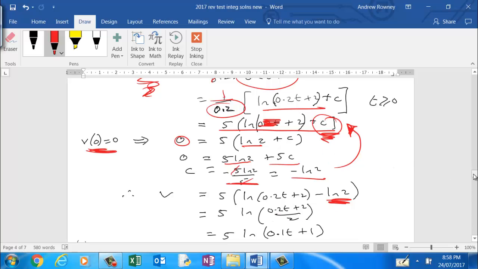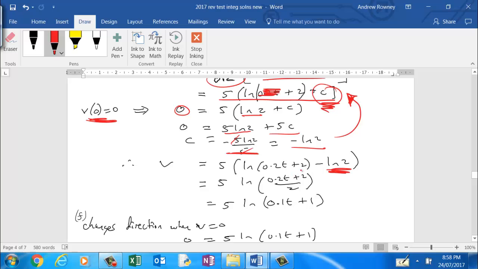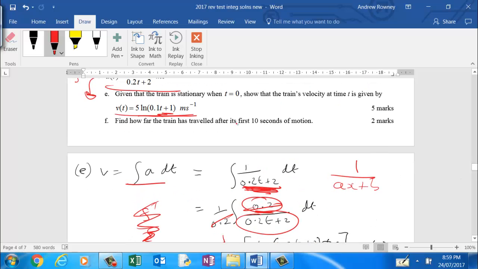And combining this now to make it look like what we're trying to prove, when you have ln take a ln, it's the ln of the two divided. So like ln A take ln B is ln A on B, so that's the rule we use there. And we've now divided by 2, so 0.2 divided by 2 is 0.1, 2 divided by 2 is 1, and so that is what we're trying to prove. Next question, how far has the train travelled in the first 10 seconds? It's a how far, so that's working out a distance, so we have to integrate velocity to get the distance.